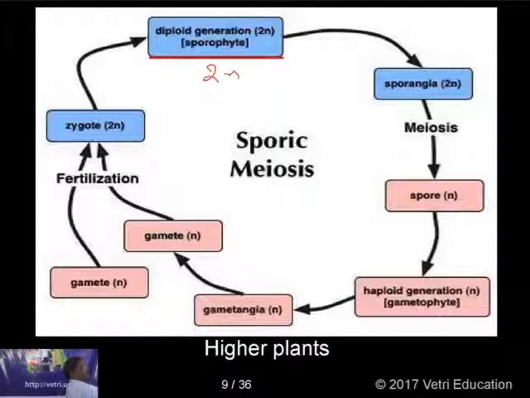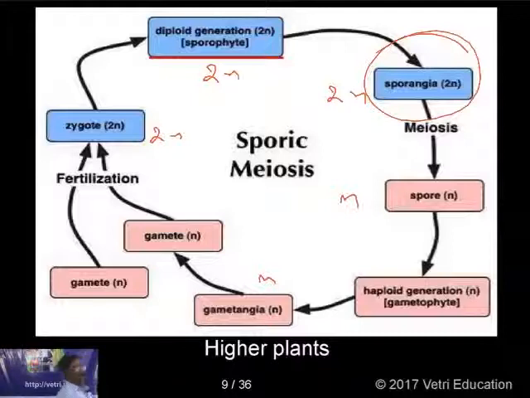This is a diploid organism. And here you can find this is the diploid zygote. And here haploid, this is diploid. This is haploid. So haploid and diploid are equal. This is called haplodiplontic life cycle or diplohaplontic life cycle. Both are the same. So this is the sporic meiosis, where meiosis occurs in the spores, in the sporangium. So this is called sporic meiosis.